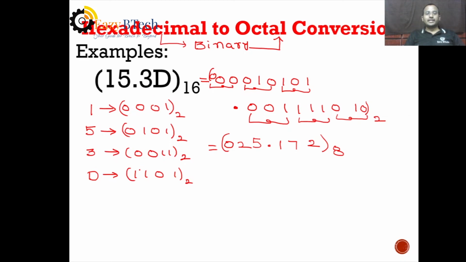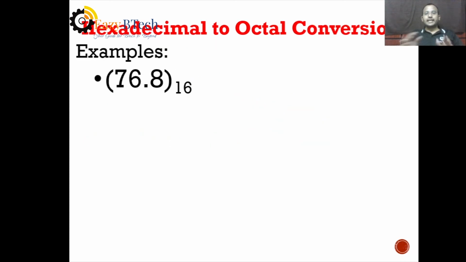So for the integer part you have to write, and for the fractional part you have to write. First we have written the corresponding 4-bit binary equivalent, and then for the integer part we scanned the number from right to left, whereas for the fractional part we scanned from left to right, and we have written the corresponding octal equivalent for each 3-bit group, right? We'll see one more example, hexadecimal to octal. Here also we have the integer part as well as the fractional part.